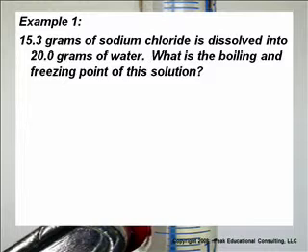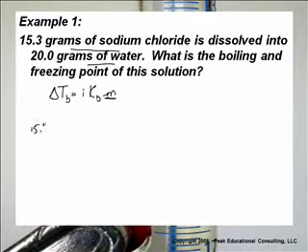So we'll do an example. If I've got 15.3 grams of sodium chloride dissolved into 20 grams of water, what's the boiling point? What we need to do is first of all find the molality. Actually, let's back up for a second. You can use the equation delta T sub B equals i Kb times m, and I want to find m first. That's the key equation.